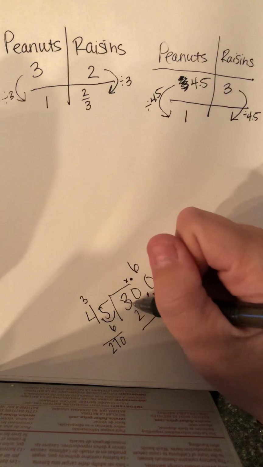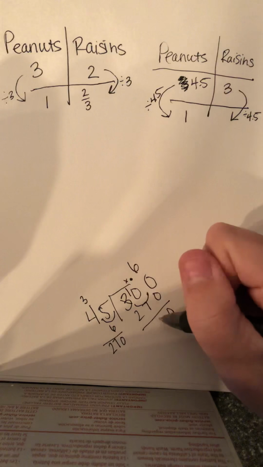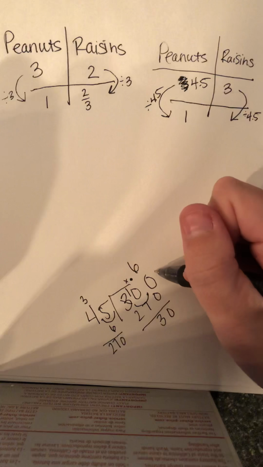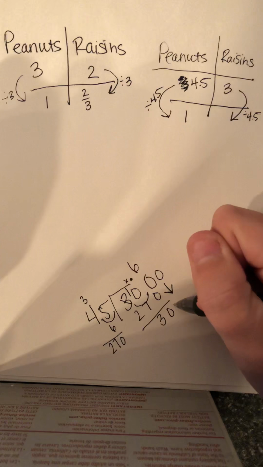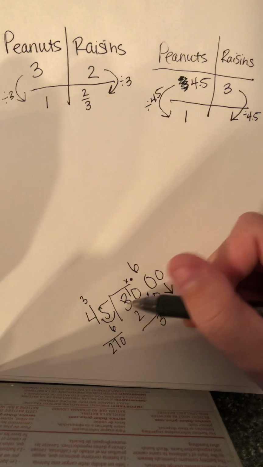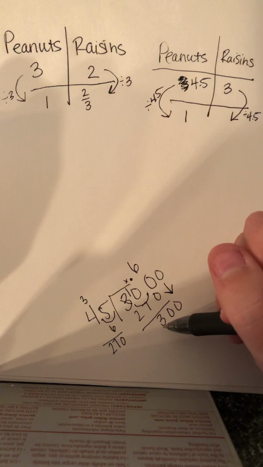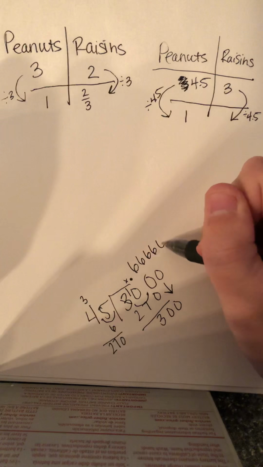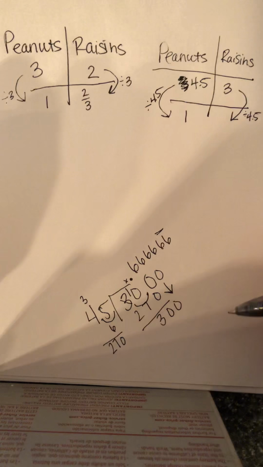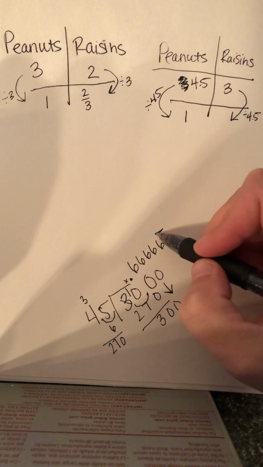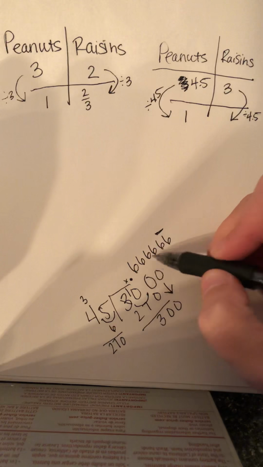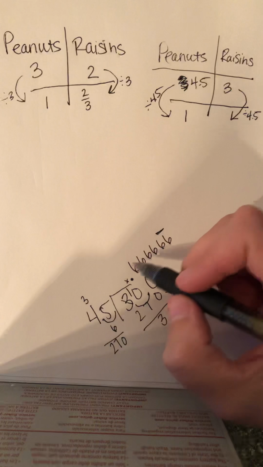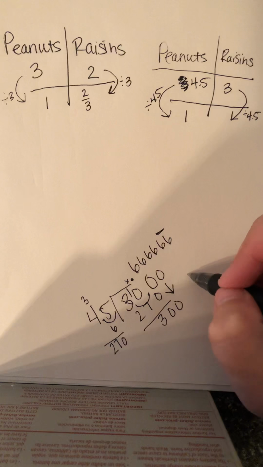6 times 4 is 24, 25, 26, 27. Now I have 30, and I'm going to drop down another 0. I can see here I had 300. I know I have 300 again. I'm going to get another 6, and it's going to keep happening forever and ever. And that's why we put this repeating sign right here. I know from being a math teacher and learning that this is equivalent to 2/3.